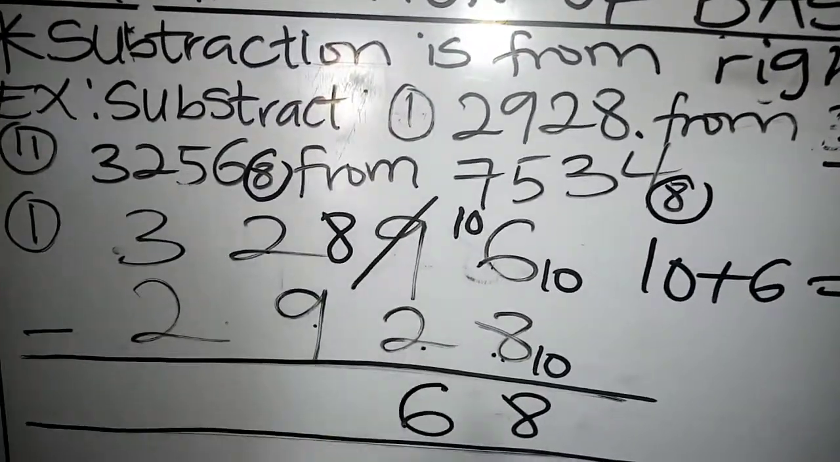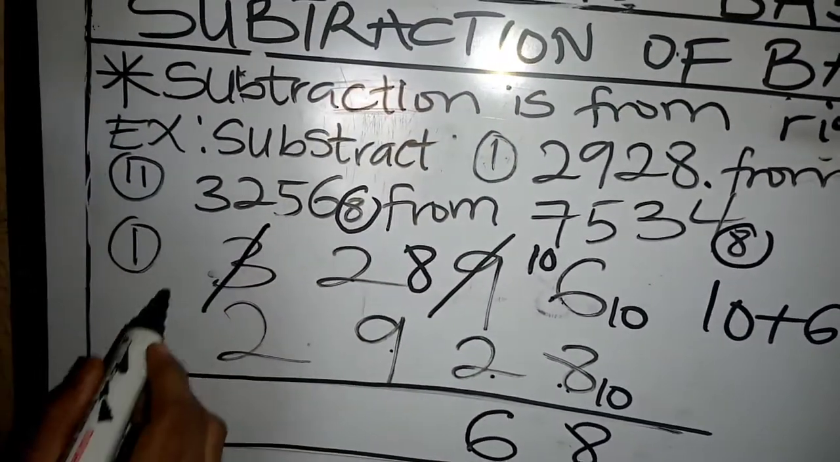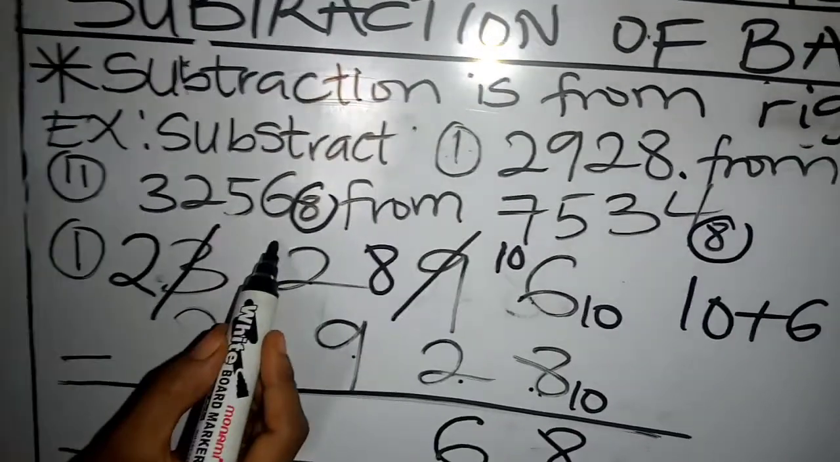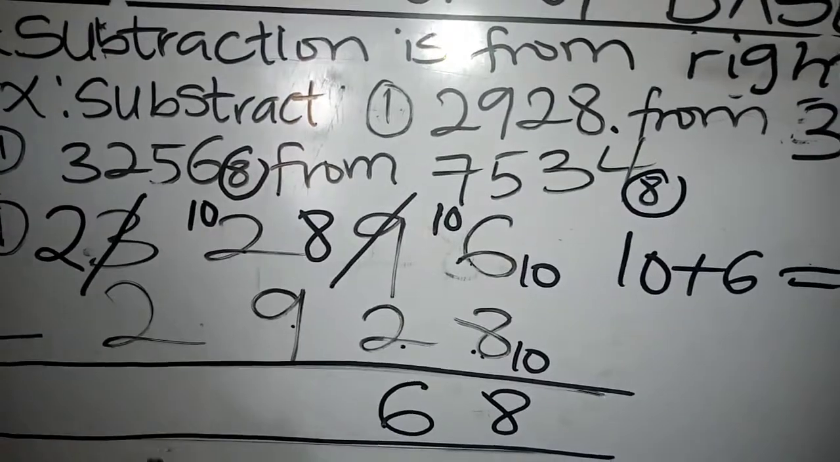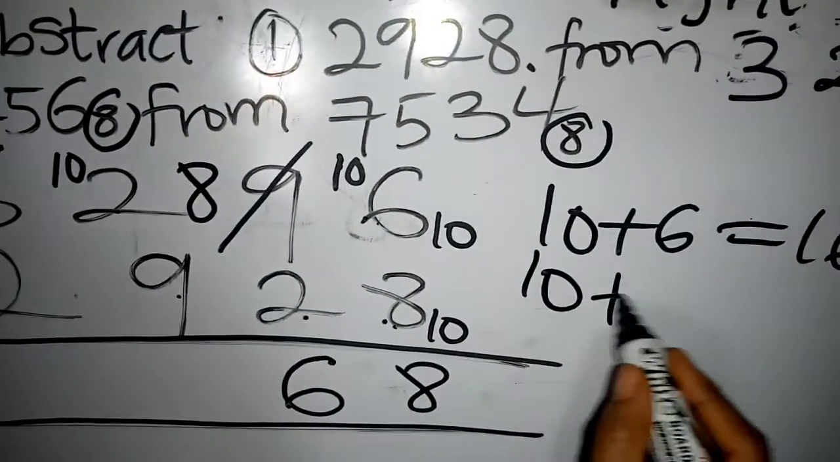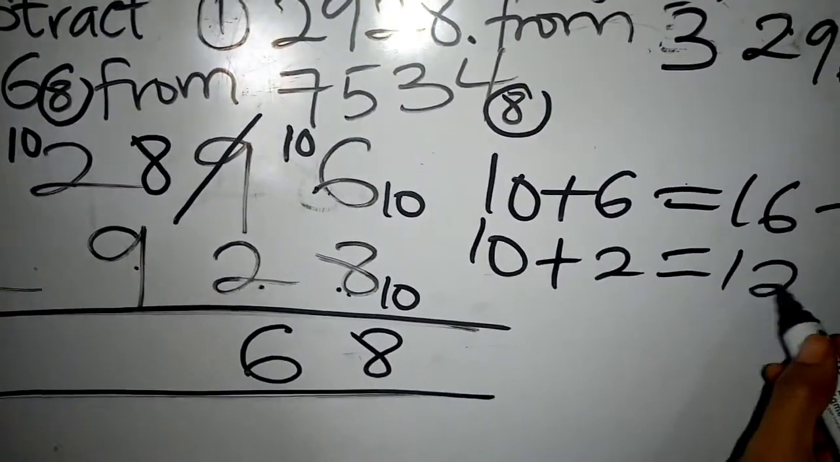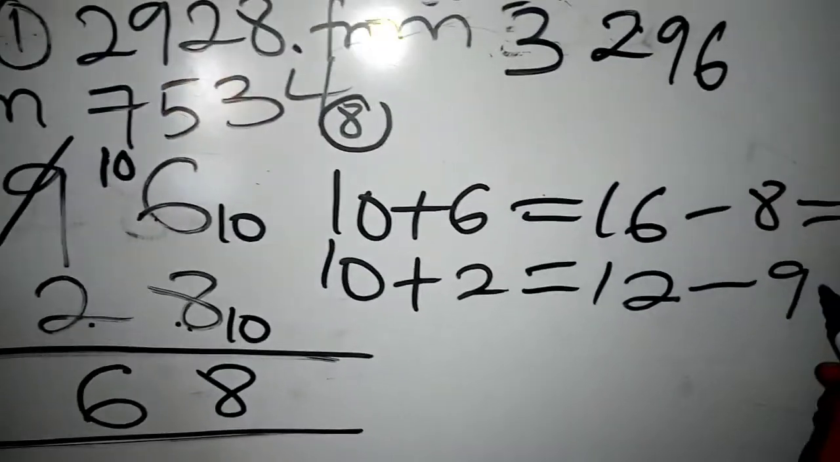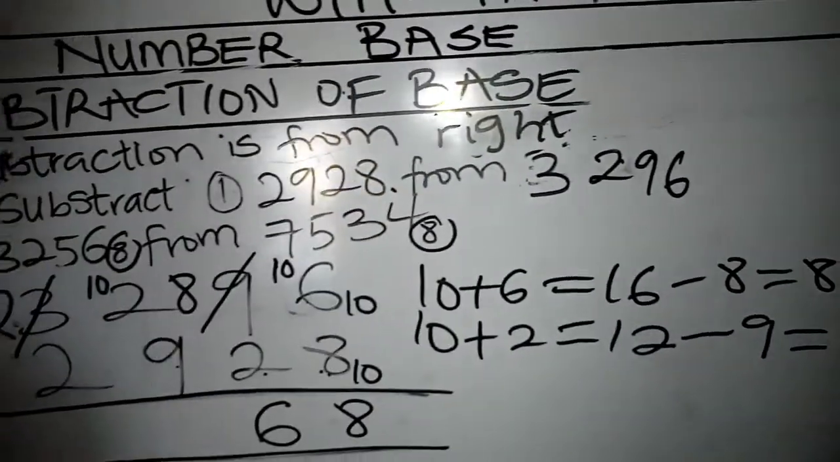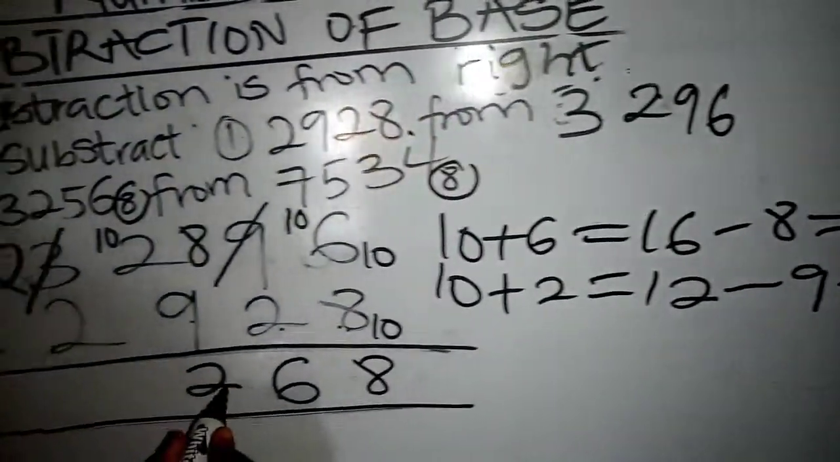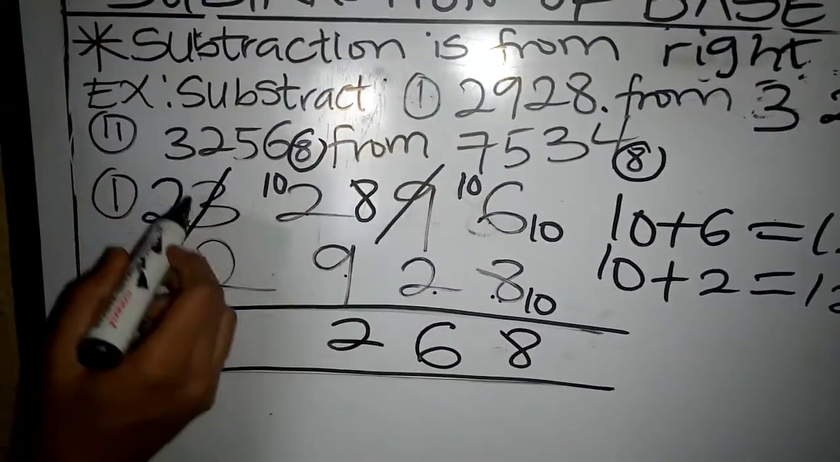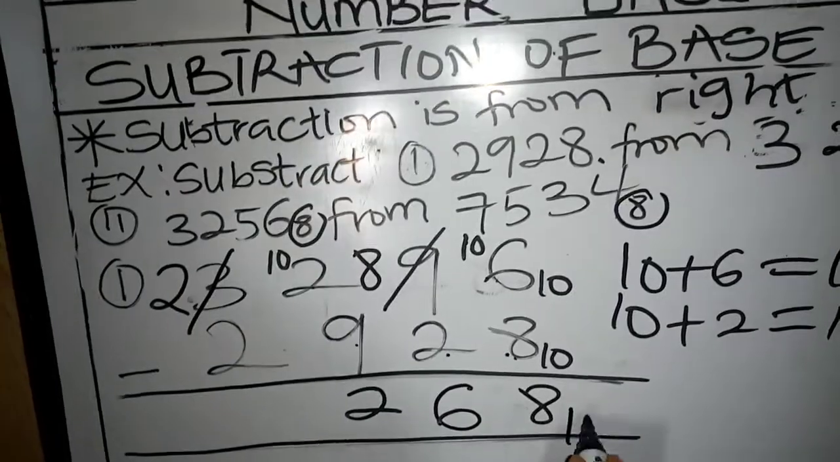2 minus 9 is not possible, so you borrow from here. This remainder is 2. Instead of writing 1 here, since we are dealing with base 10, your power will be 10. So it will now be 10 plus 2, which is 12. 12 minus 9 is 2. So you write 2. So this is the final answer.